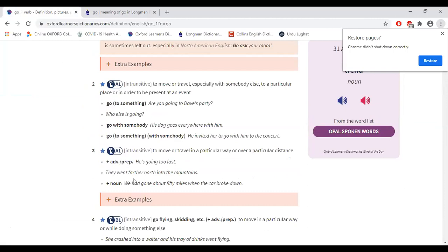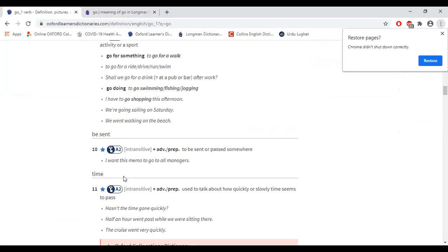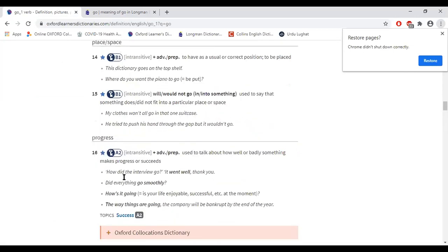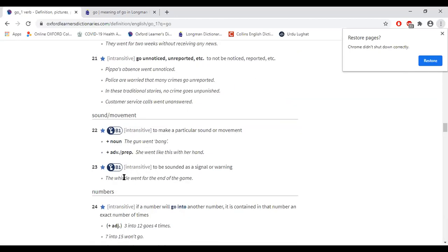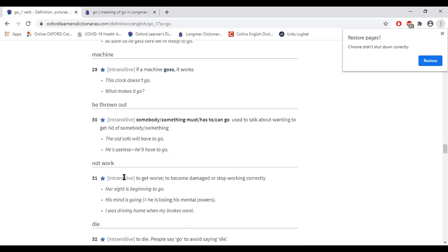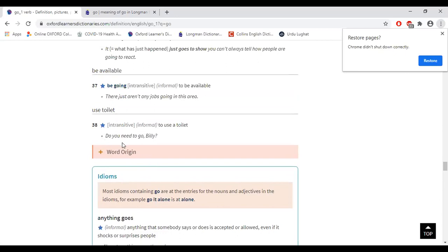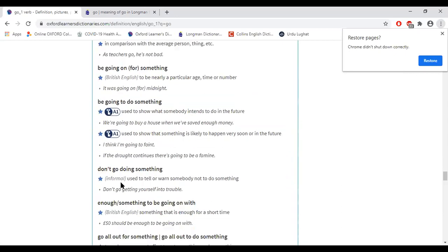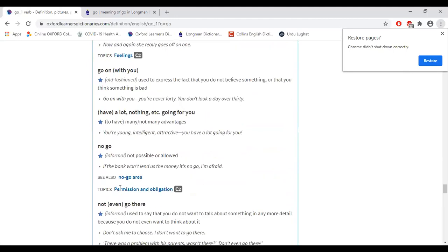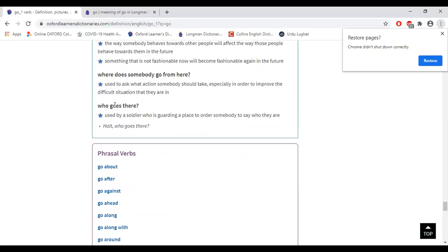One, two, three, four, five, six, seven, eight, nine, ten, eleven, twelve, thirteen, fourteen, fifteen, sixteen, seventeen, eighteen, nineteen, twenty, twenty-one, twenty-two, twenty-three, twenty-four. You can see all these are going down. So these are 38 simple meanings, and then there are meanings used in idioms, around 18 meanings in idioms, which make the total 58.